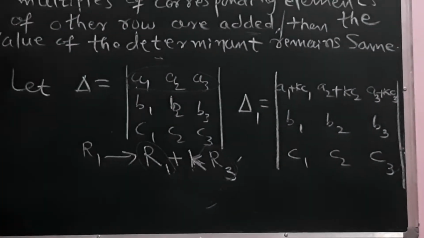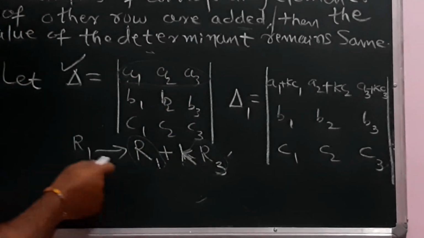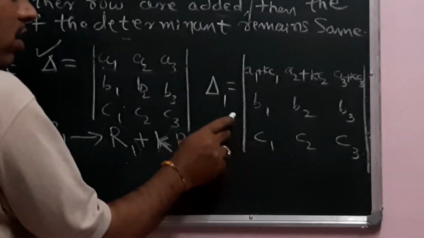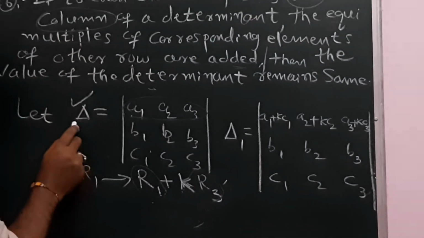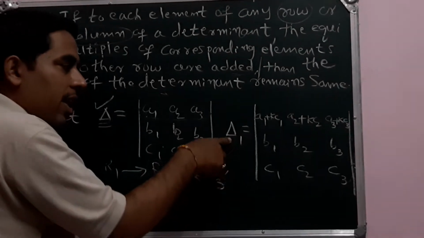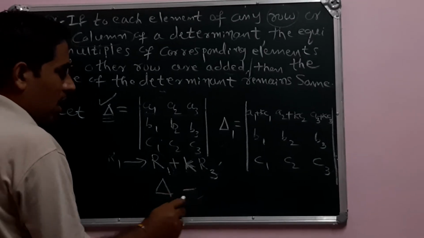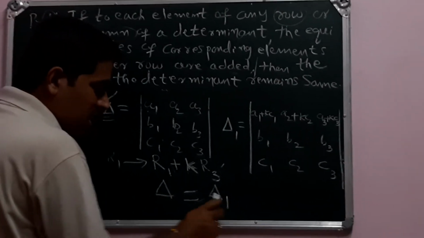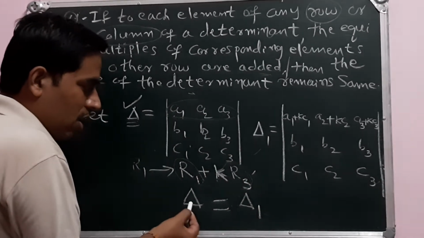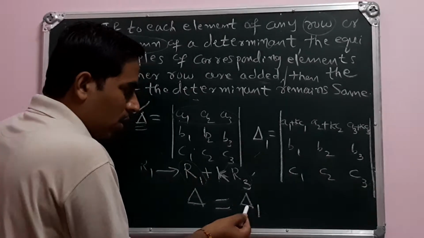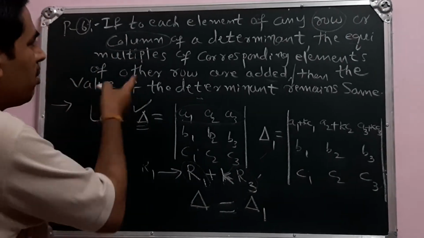So then I got here 2 determinants. One is delta. Afterwards, I applied this operation on this determinant, and then I got this determinant. So the point is, this property says the value of delta will be equal to delta 1. According to the property, even after applying all these operations, this value will not change. This will be equal to the value of this determinant. So both the values of these determinants will be equal. That is the property.